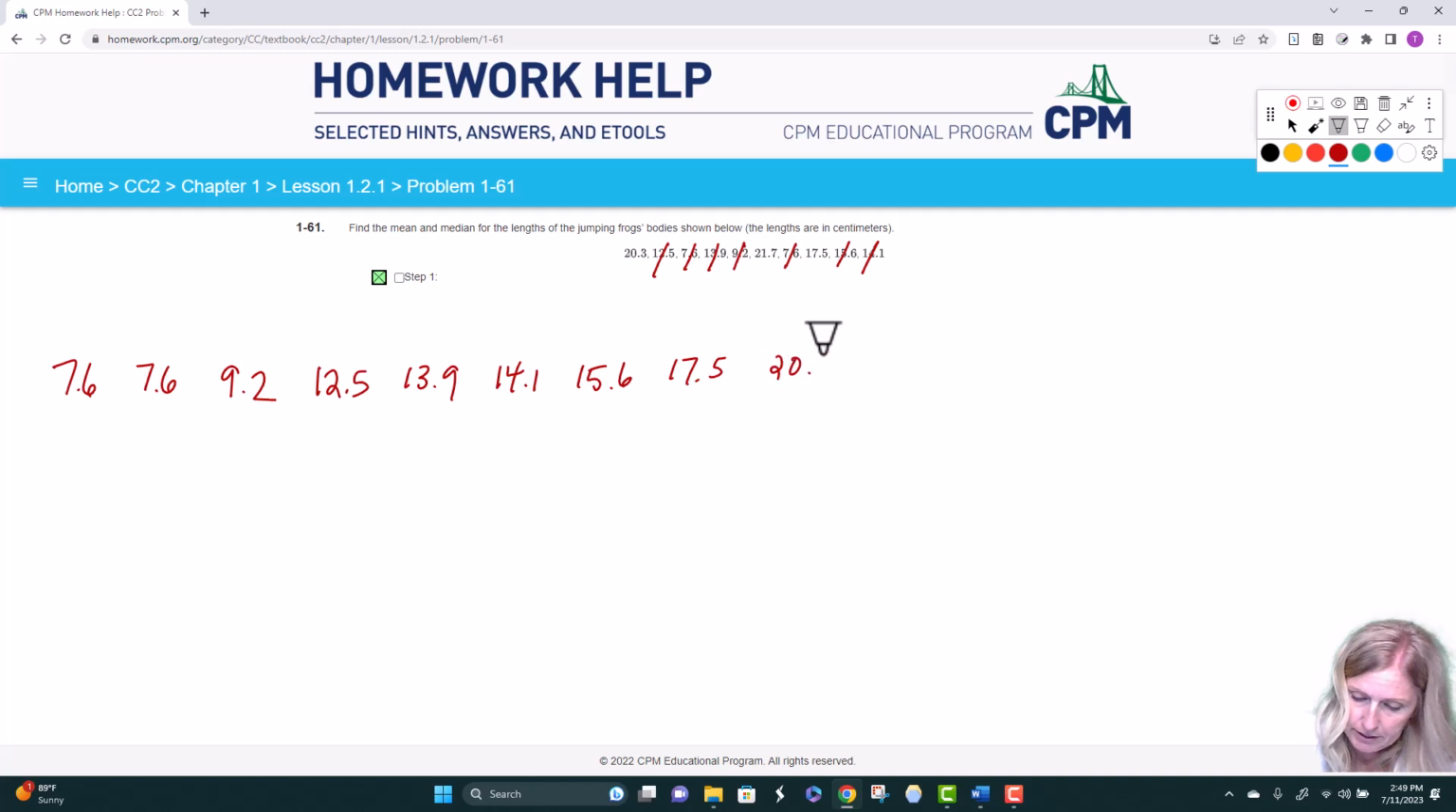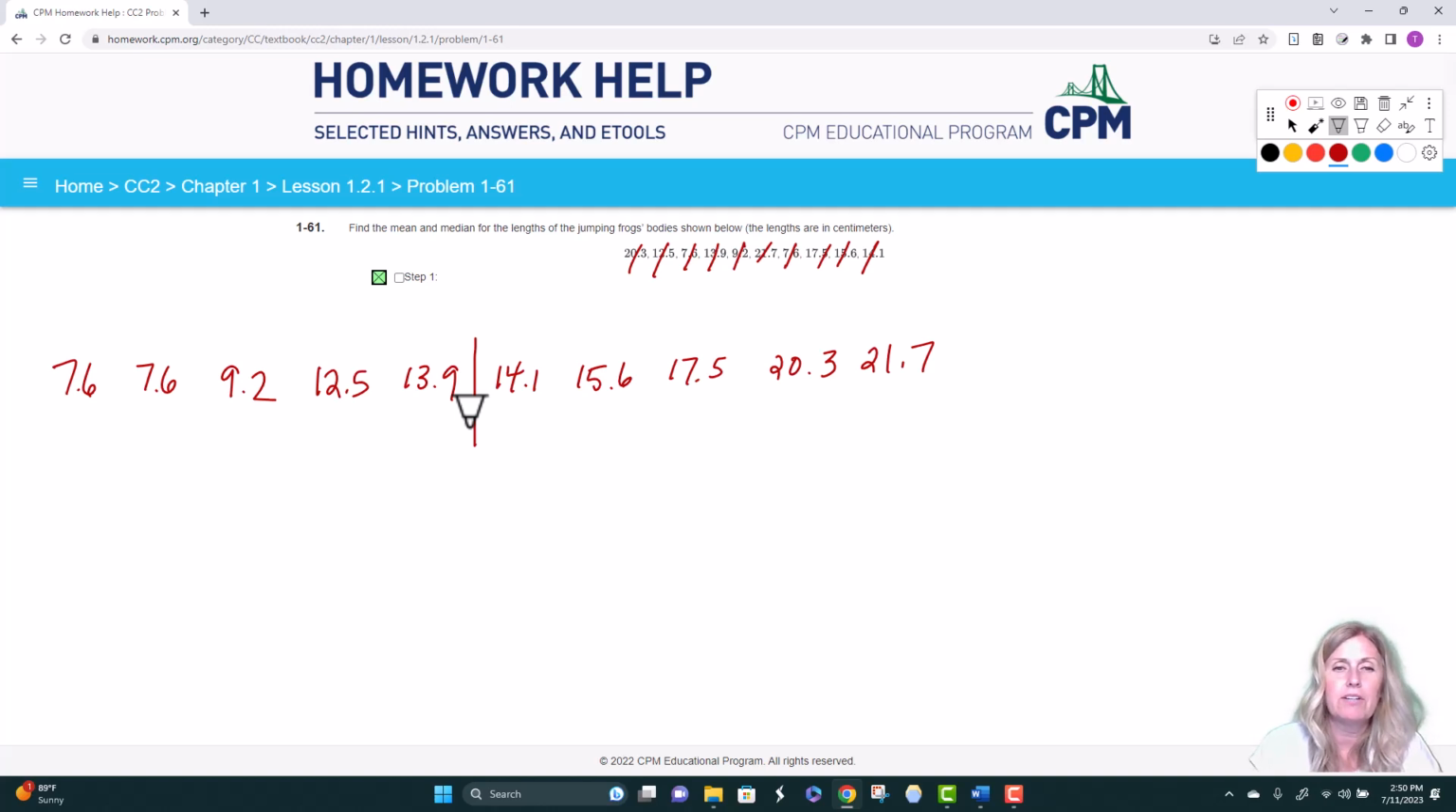So count up how many numbers you have total. That's important. 1, 2, 3, 4, 5, 6, 7, 8, 9, 10. Okay, so to go in the middle, it's going to be 1, 2, 3, 4, 5. It's going to actually be between two numbers. So we just have to figure out what number lies perfectly in the middle of 13.9 and 14.1.